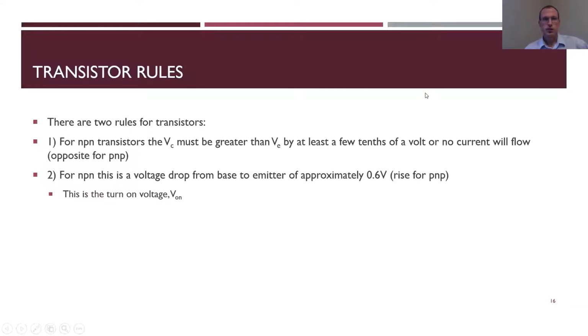So this leads to two important rules. For NPN transistors, VC has to be greater than VE by at least a few tenths of a volt, roughly 0.6. So that's the first condition. Opposite for PNP, just set it greater than or less than. Again, this voltage drop is approximately 0.6 volts. Again, opposite direction for PNP. And that's, again, my turn-on voltage, like we saw for diodes.